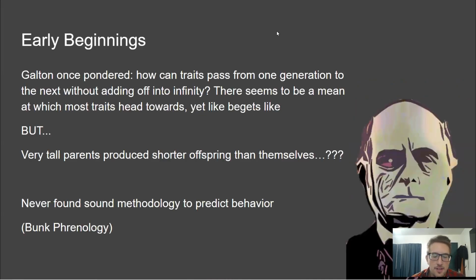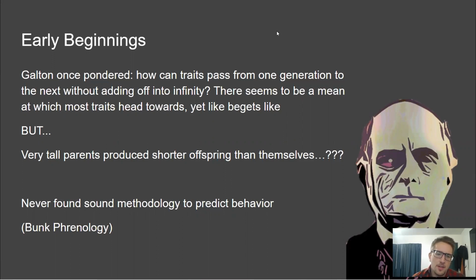So getting started here, I would say Francis Galton's kind of the intellectual author of genome-wide association studies. He was the cousin of Charles Darwin, and he had a pet project of showing how traits are heritable from one generation to the next. And it turns out that they are, but he was puzzled by a couple things. One being that very tall parents produced shorter offspring than themselves. So that was kind of weird.